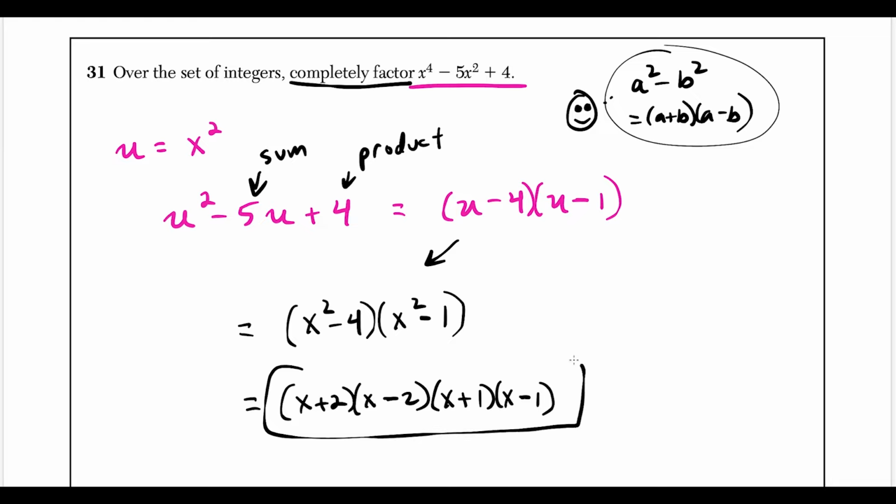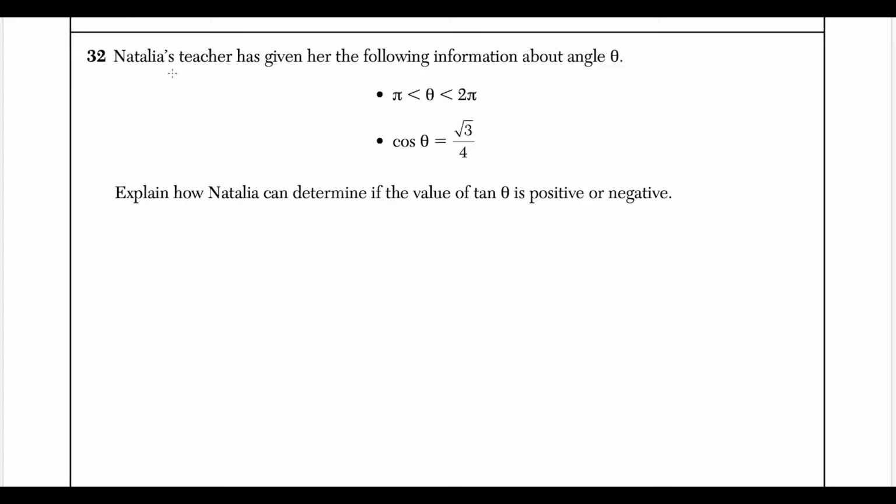Now just know, depending on your skill level of factoring, some people might prefer to just jump right from the question to this line here. But if you struggle to kind of see that algebra in your head, it doesn't hurt to define u as x squared.